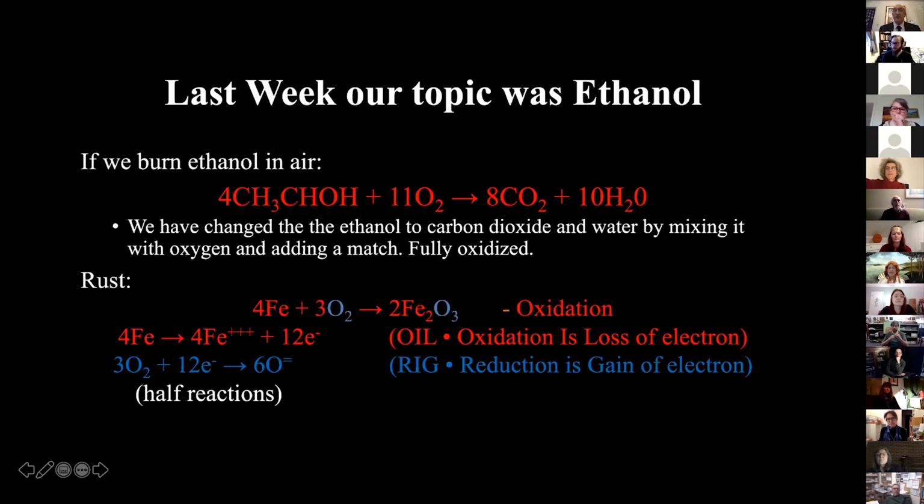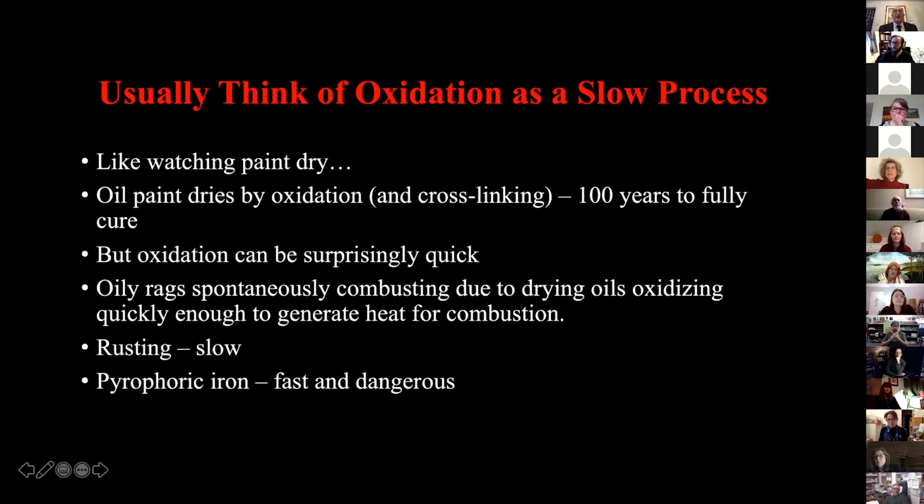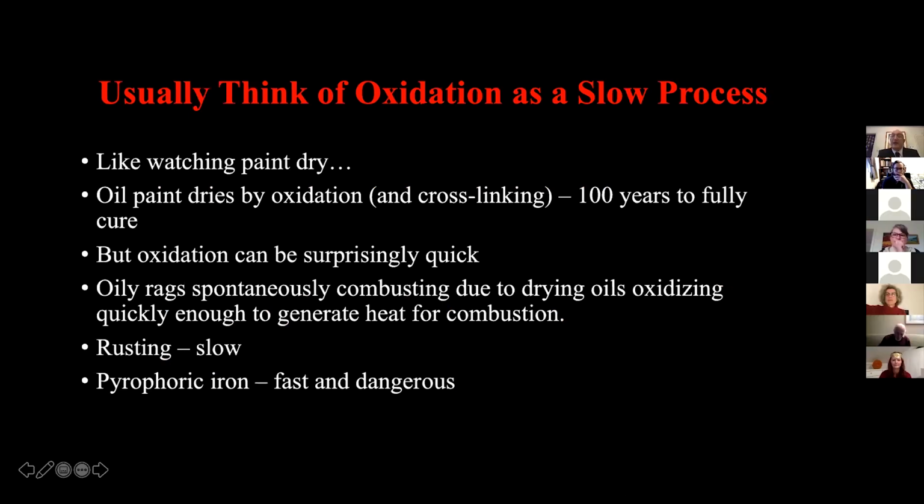And again, remember, oil rig: oxidation is loss of electrons, reduction is gain of electrons. So we usually think of oxidation as a slow process, a lot like watching paint dry. Oil paint dries by oxidation and cross-linking, and we know it can take up to 100 years for the oil paint to fully cure. But oxidation can be surprisingly quick.